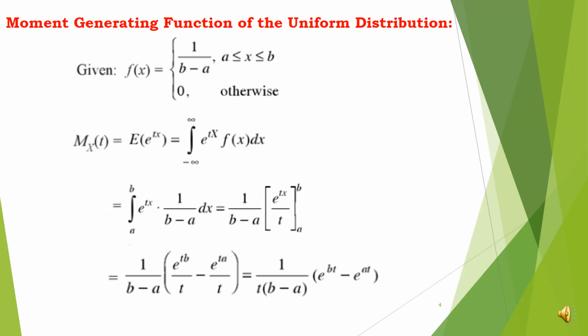There are several types of continuous distributions. In this course, we focus mainly on three types: uniform distribution, exponential distribution, and normal distribution. Each of these distributions is used to model different real-life situations depending on the nature of the data and the problem. The moment generating function of the uniform distribution is given by M_X(t) equals the integral from minus infinity to plus infinity of e^(tx) f(x) dx, where f(x) is given by 1 by (b minus a). A and B are the limits of the values of x.